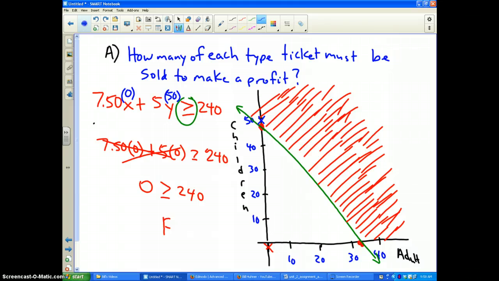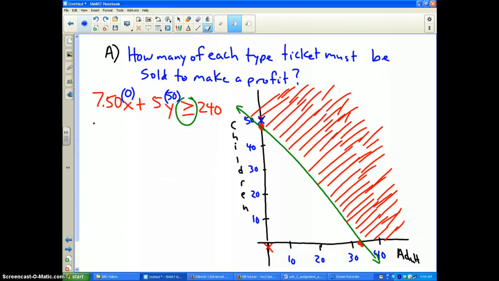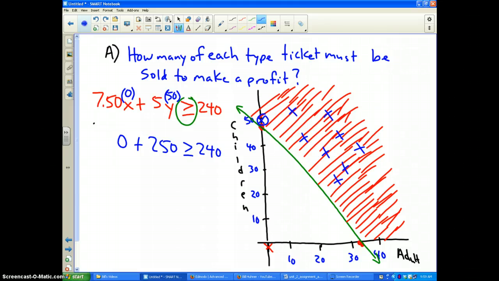And if I did that, 7.50 times 0 is 0, plus 50 times 5 is 250, and obviously that is a bigger amount than 240. So you can see, for instance, that point will work, or any other points that I want to pick in this shaded region where I'm putting all these X's. You can pick any combination of children and adult tickets in this shaded region, and we will make greater than $240. So I hope that explains that problem. And if you have questions, please ask during class.